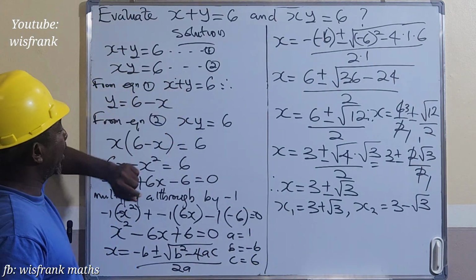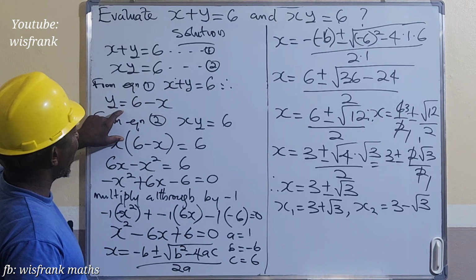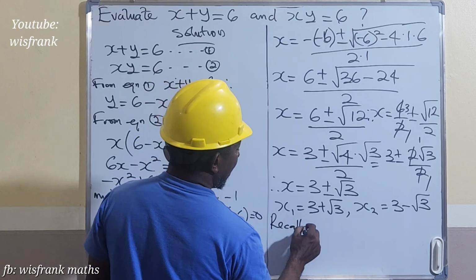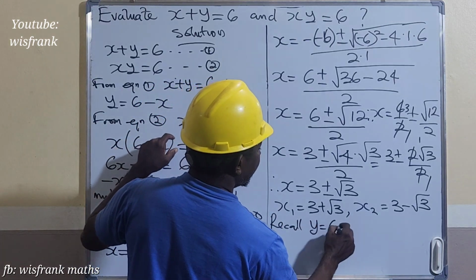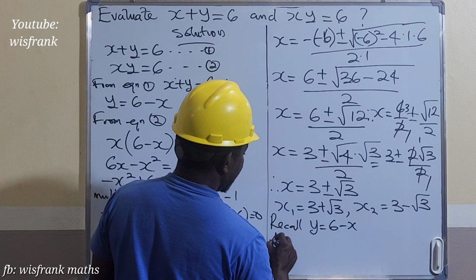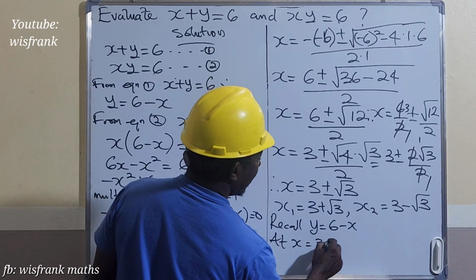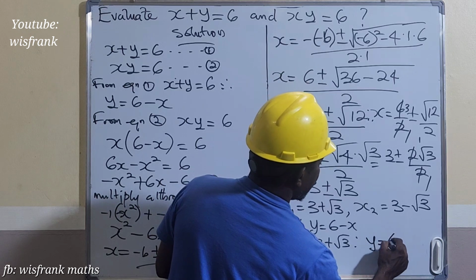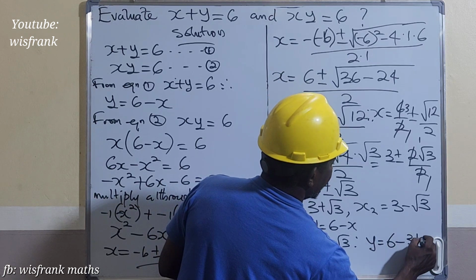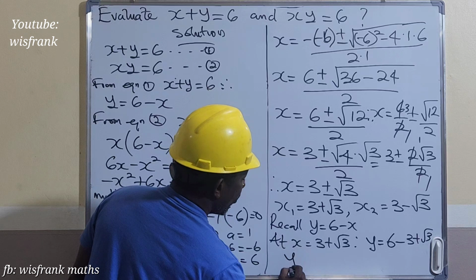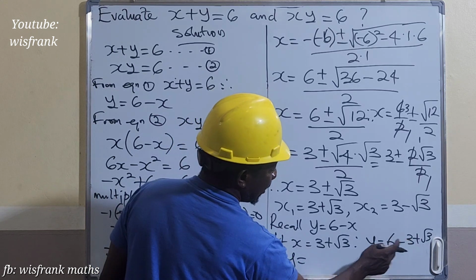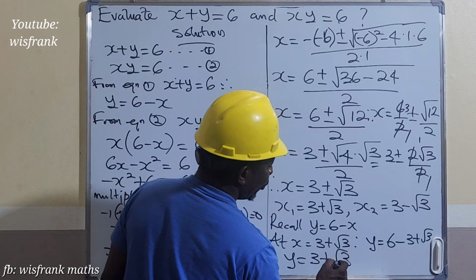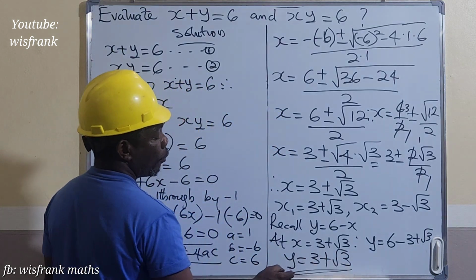Then we need to find y. We recall that we had y equals 6 minus x. So at x equals 3 plus root 3, y equals 6 minus (3 plus root 3). Therefore, y equals, 6 minus 3 will give us 3, minus root 3. So this is the first value of y.